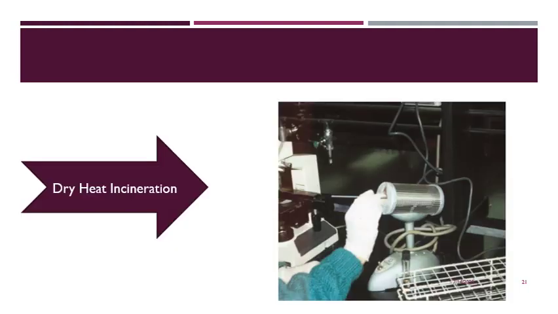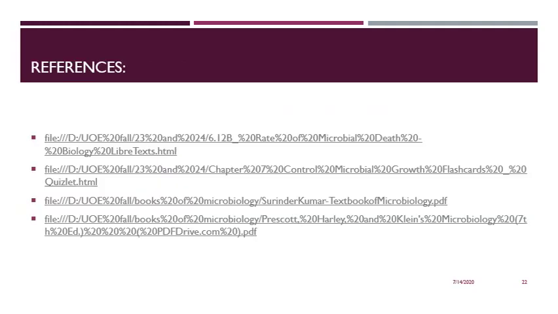As you all see here, this is a dry heat incineration instrument. So class, that is all for today's lecture, in which we studied dry heat and moist heat. Our next portion will be about low temperatures; we will discuss these low temperature procedures and methodologies in our next lecture. Here are some references from which today's lecture is prepared.